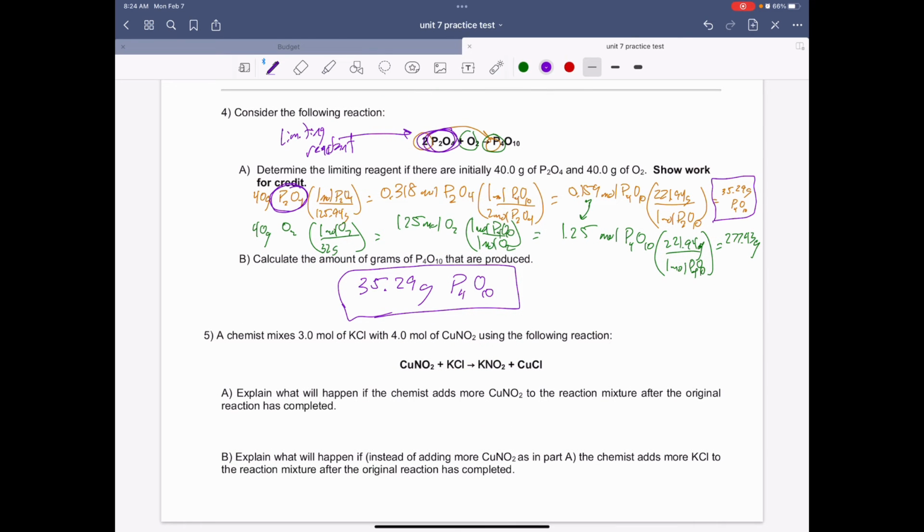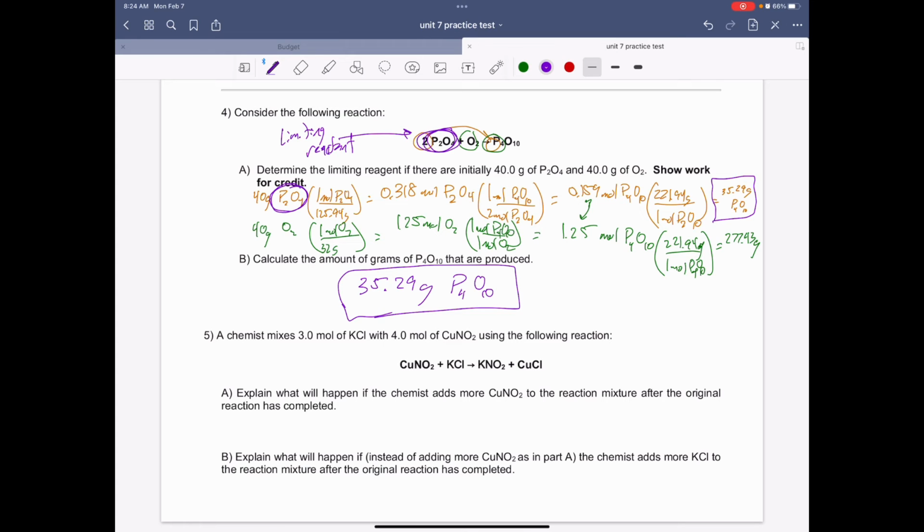And here's how we solve number 5 on the practice test. This is the last question on the practice test. It's more of a logic type question than a straight up calculation type. You can still calculate your way to an answer in number 5, but it's not needed. So a chemist mixes 3 moles of potassium chloride with 4 moles of copper nitrite using the following reaction. And it says, A, explain what will happen if the chemist adds more copper nitrite to the reaction mixture after the original reaction is completed. And then it says, explain what would happen if you added some more of the other reactant instead.